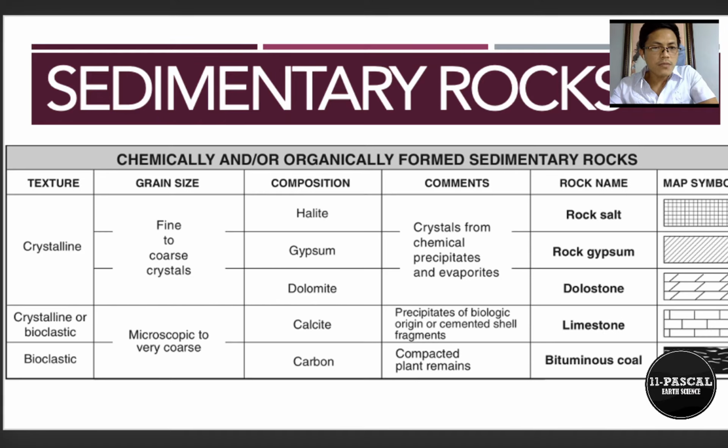Next we have crystalline: rock salt, rock gypsum, or dolostone. These are formed via precipitation or evaporation, so this can be considered as evaporites. We also have bioclastics: limestone and bituminous coal.